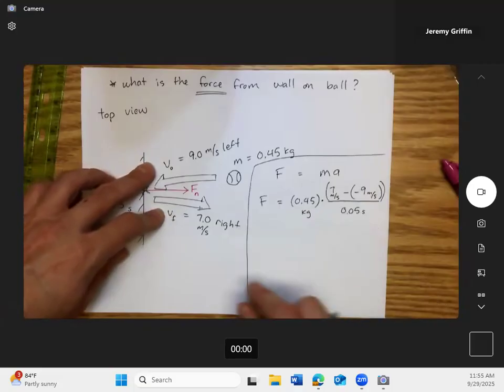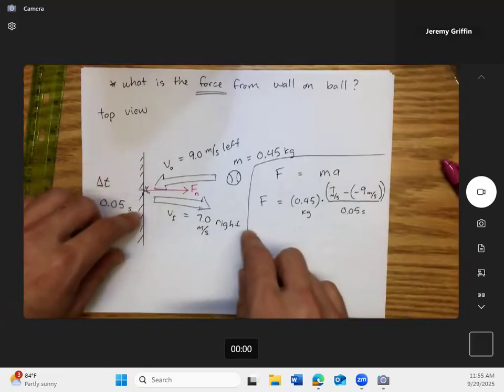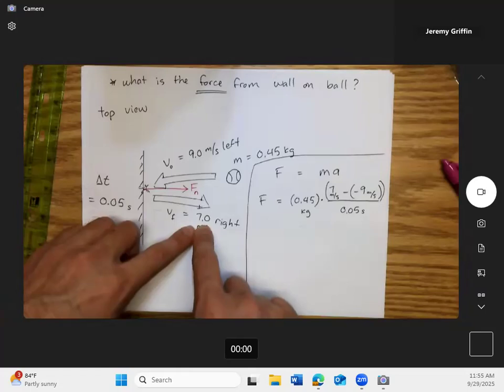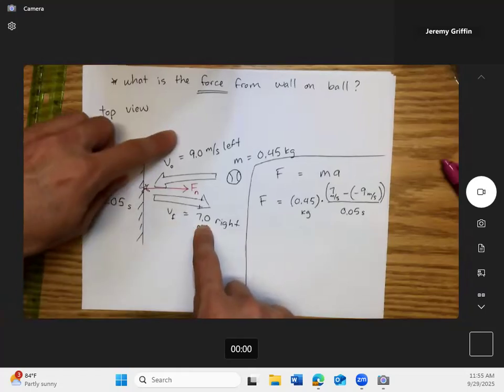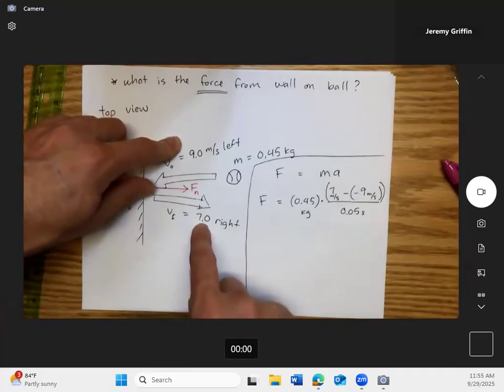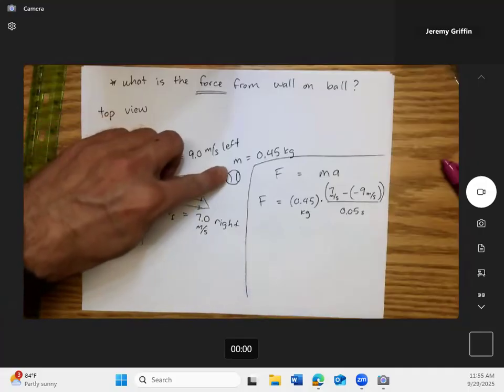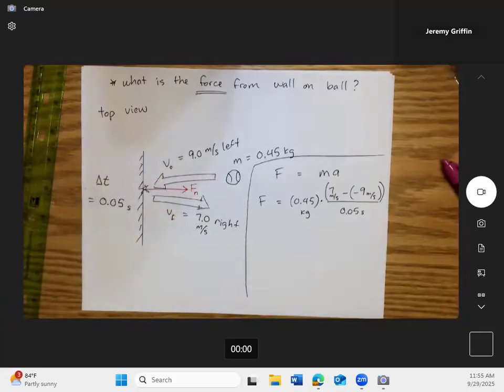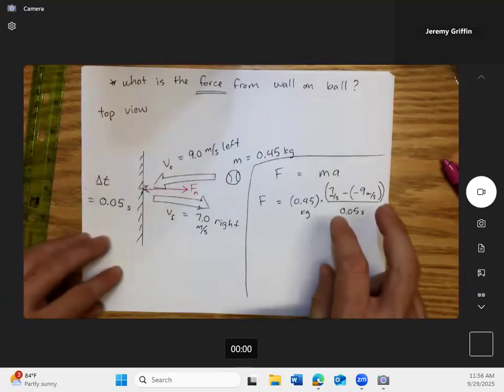How about this? What if it did rebound perfectly elastically at 9? What's the difference between 9 to the left and 9 to the right? That would be 18. And if you messed up and forgot that and said, oh, it's 0, wouldn't 0 change of velocity mean the ball just keeps on going? That wouldn't make any sense.